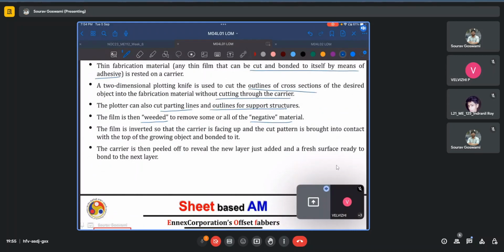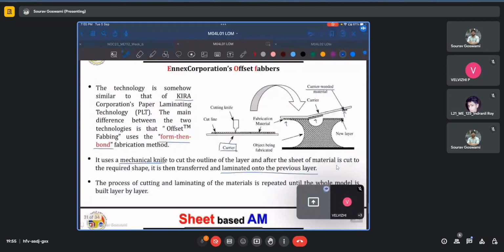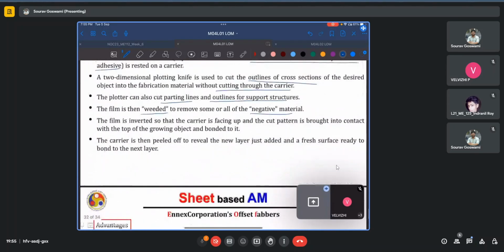The film is inverted, as we discussed, so that the carrier is facing up, and the new layer is brought in contact with the growing object. The carrier is then peeled off to reveal the new layer which is just added. However, as we can already foretell, the precise alignment of this carrier on top of the pre-built object will actually decide the geometrical accuracy and tolerance of my finally built part. As long as we can assure or control that alignment, things might turn out okay, but it's very difficult.